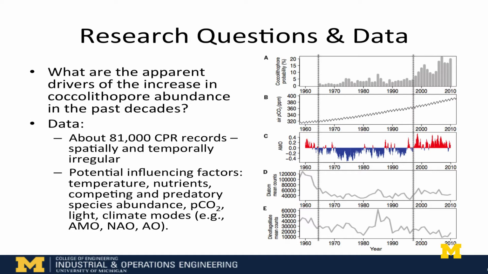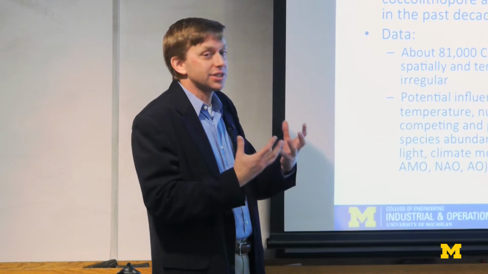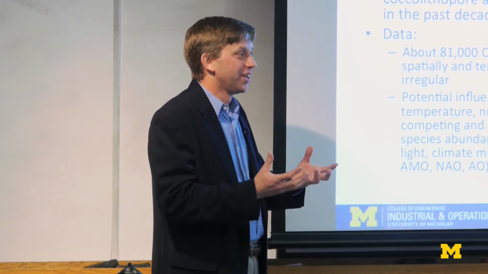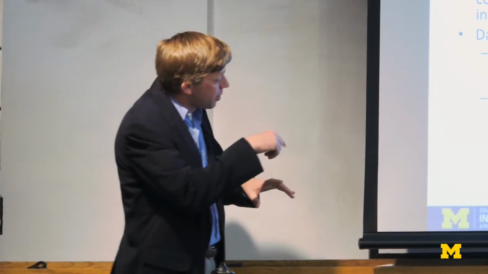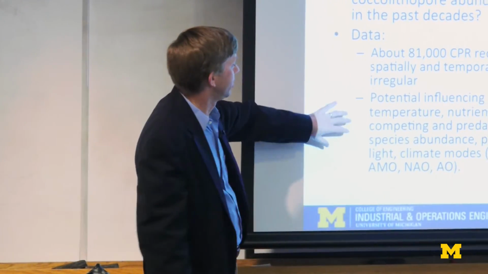So we have about 81,000 CPR records. They're both spatially and temporally irregular because they go where the ship goes, and shipping lanes and routes change over time. There's a lot of data, but if you were to design an experiment, you would not design it this way. You would design it very differently. We'll come back to a designed sampling approach in a little bit.